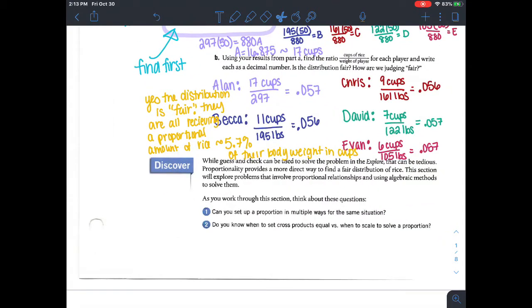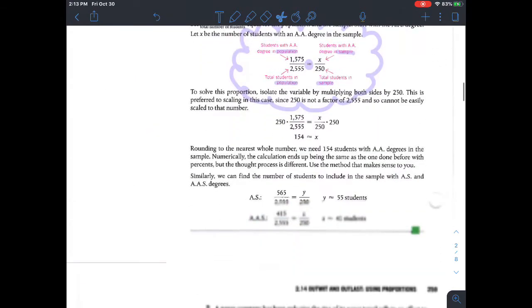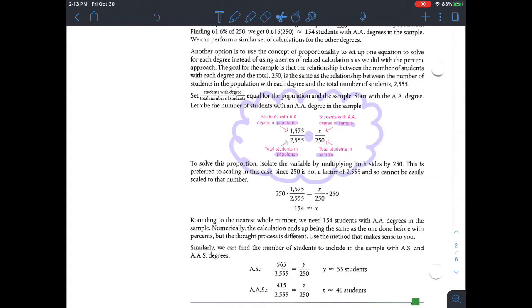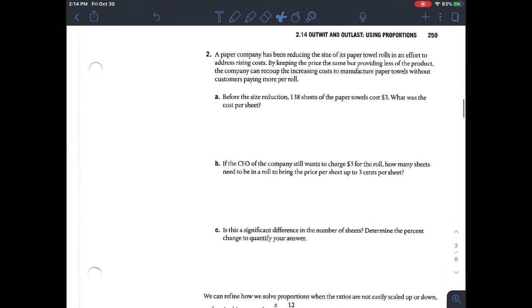Okay, now moving on to, what's our next one? Solving proportions. Here's a good reference for how we solve proportions if you're a little bit confused. Up above, here's a nice example that you can refer back to. We're going to go on to number 2.